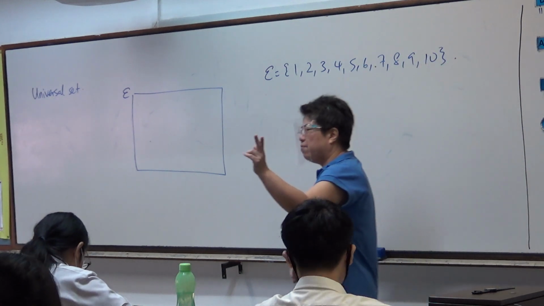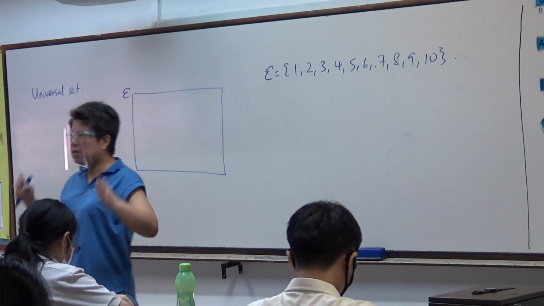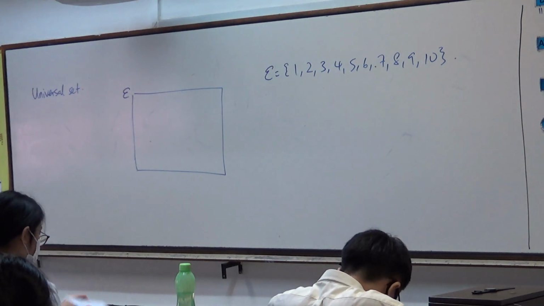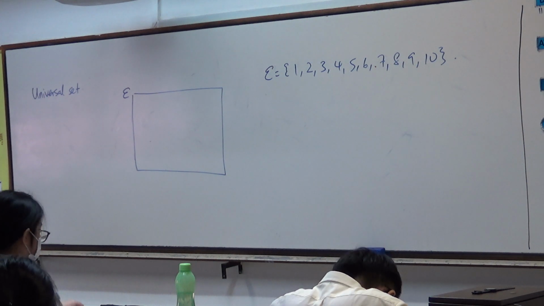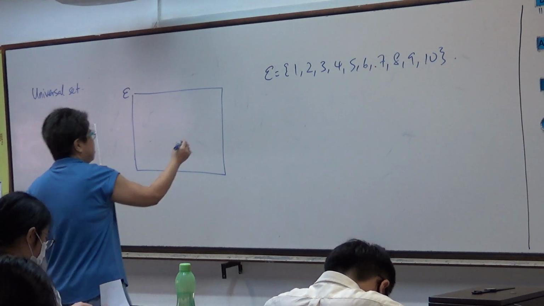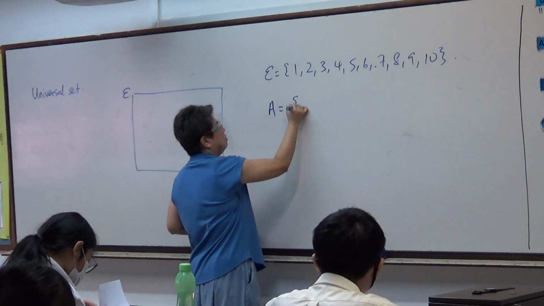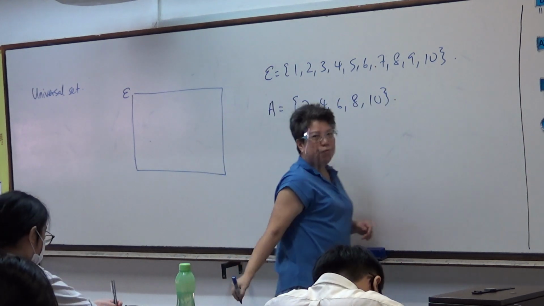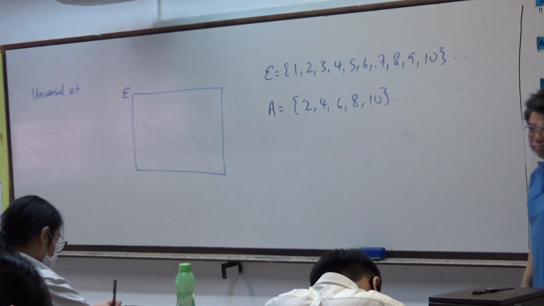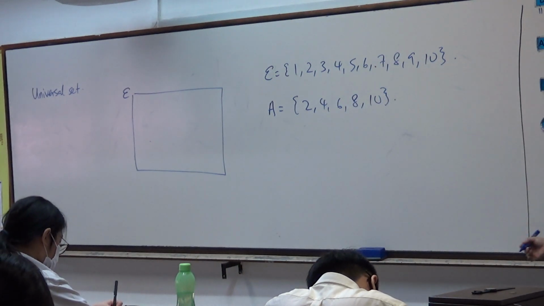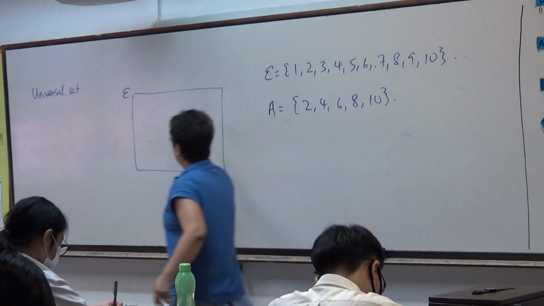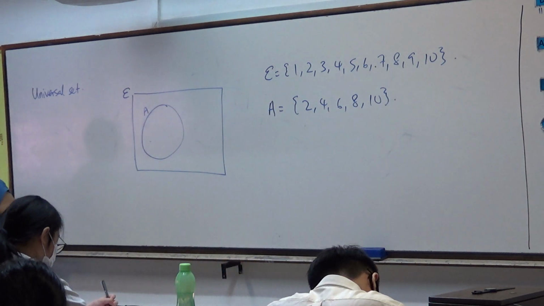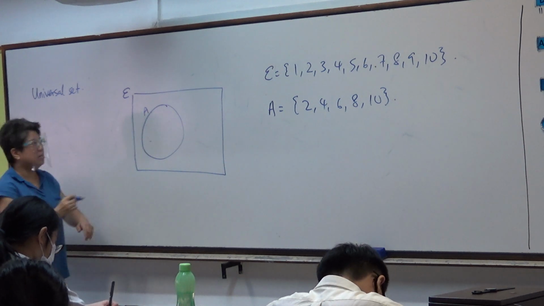Now, for example, my universal set is this. When I say my universal set is this, what does it mean? It means my discussion is bounded from 1 to 10, that's all. I don't care about 100, I don't care about 10,000. That is my discussion. Okay? Now, let's say I have a set A, which is 2, 4, 6, 8, 10. Okay? How do I represent this? Set A is always a circle. On this circle, A.